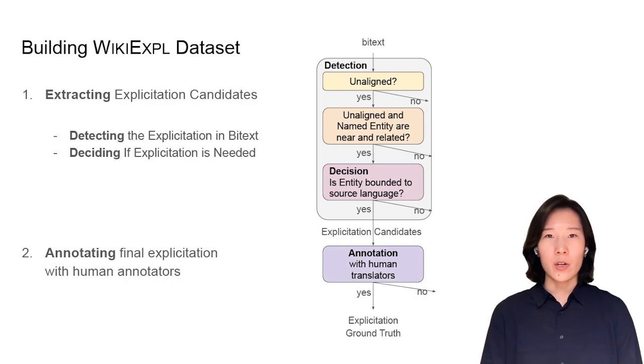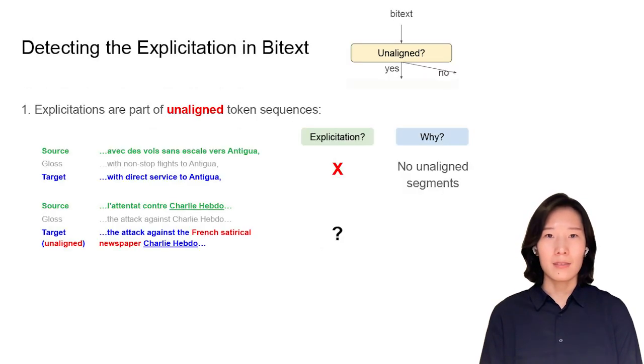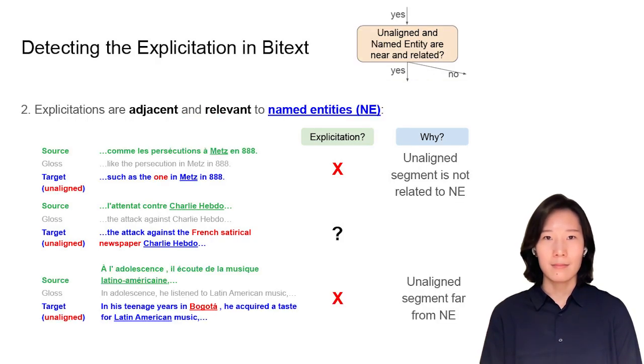Before the automation, we collect and examine naturally occurring explicitation in Wikimatrix. To find the samples, we follow the traits of pragmatic explicitation and deploy it as each filtering step in a detection pipeline. We first find unaligned segments using word alignment based on the definition that explicitations are part of unaligned token sequences. Next, we determine whether the unaligned segment is likely an explicitation by checking if a pair of unaligned segments and the named entity are nearly positioned within the sentence and related.